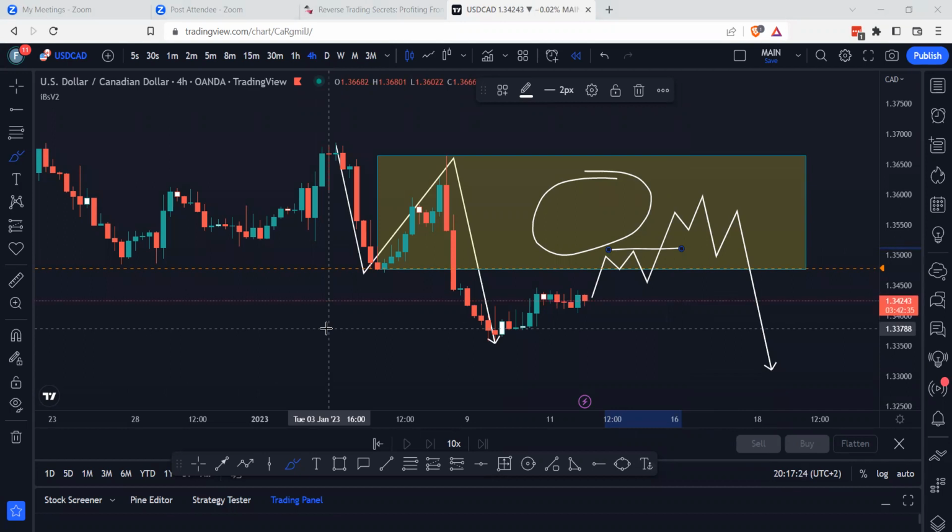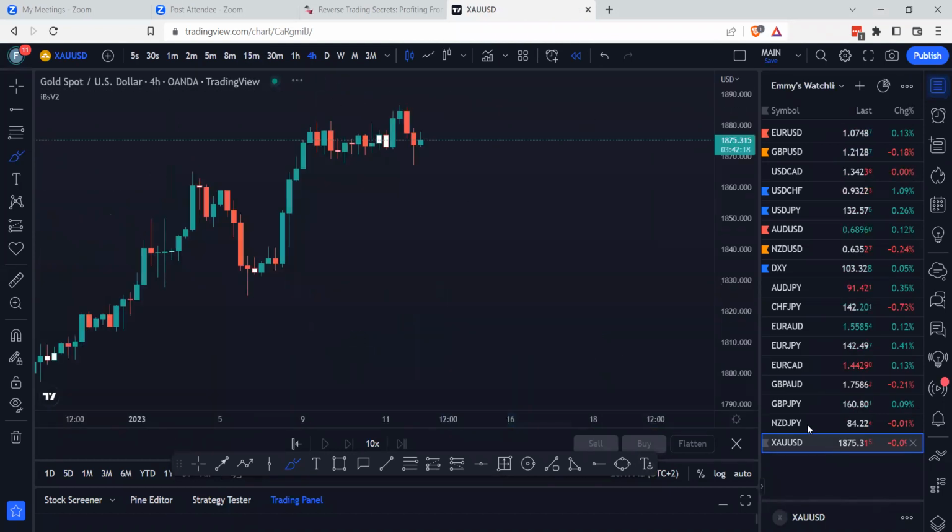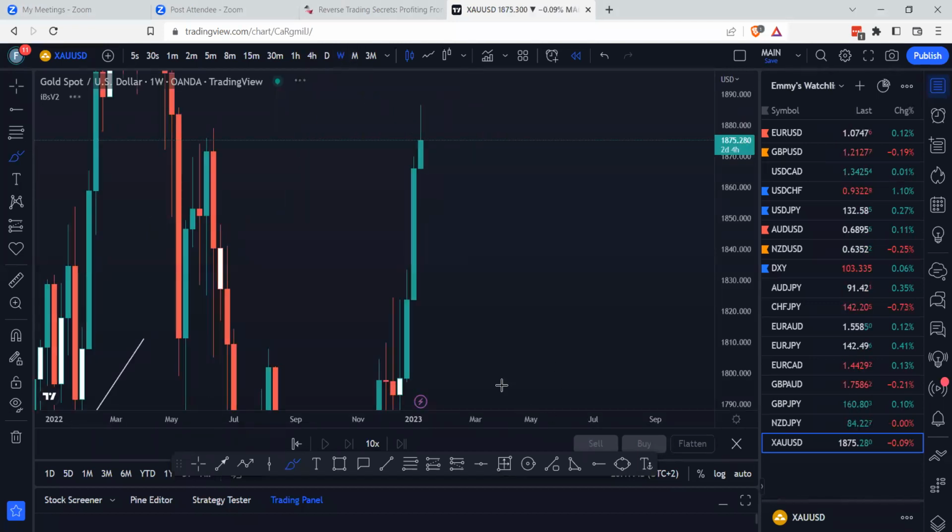Rosalind, EU and gold. So we already checked out EU. Rosalind, we can't check it out again, but because I think you came late, I'll just check out gold. Last one for tonight. Let's do gold. So gold on weekly. What's going on weekly?